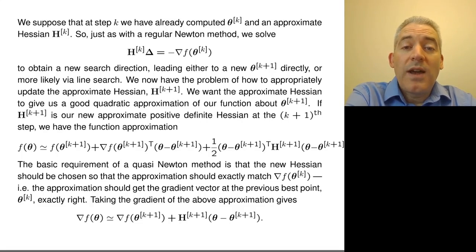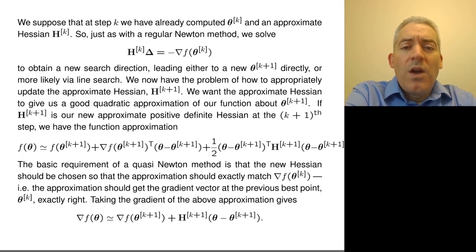But now we've got our new theta, we're going to call theta k plus 1, and the question is, how do we update our approximate Hessian H to get a new approximate Hessian H of k plus 1? Because to go on to the next step of the algorithm, we need our new estimate of the Hessian matrix. So what is the Hessian? Well, the Hessian is the thing that allows us to get a good quadratic approximation of our function. That's really fundamentally what it's all about.